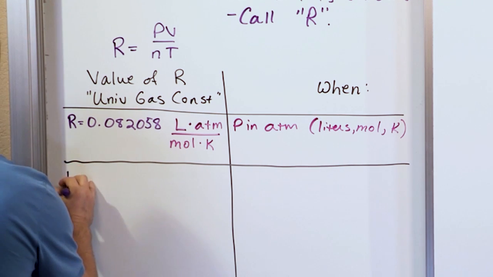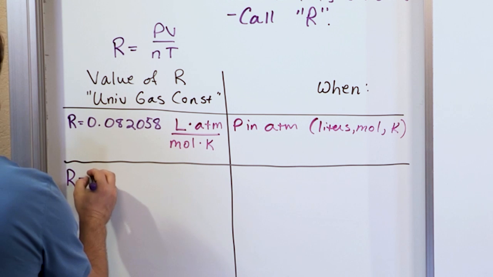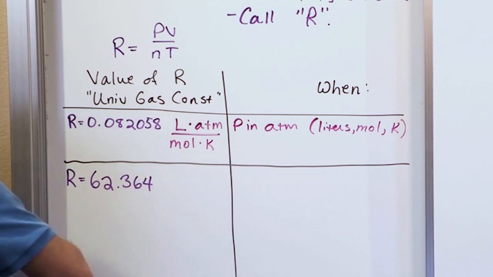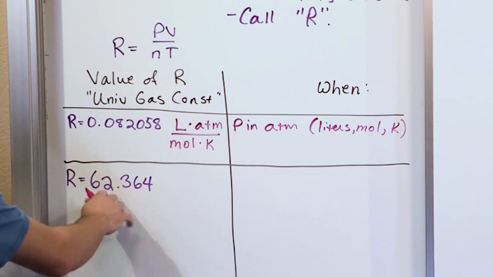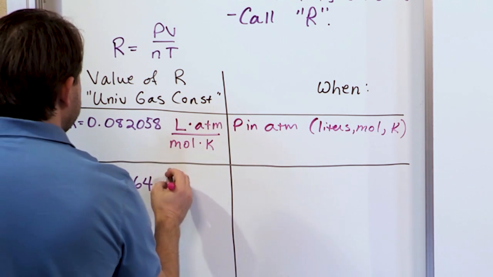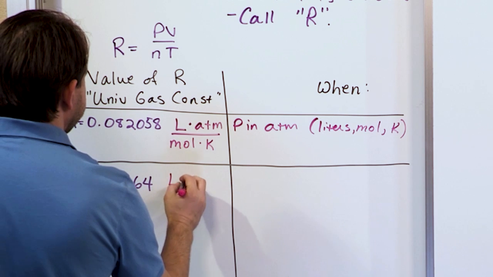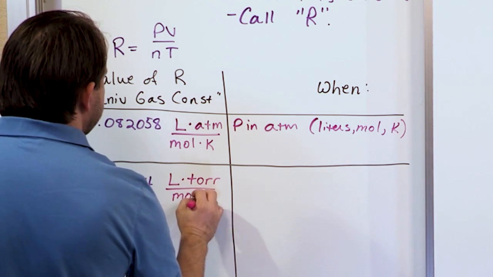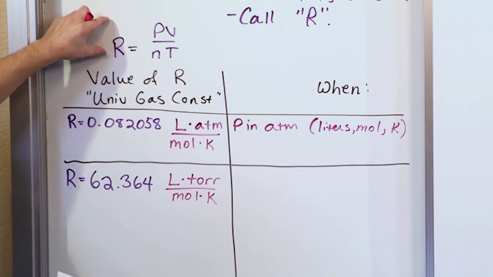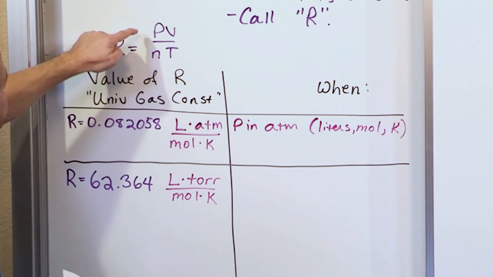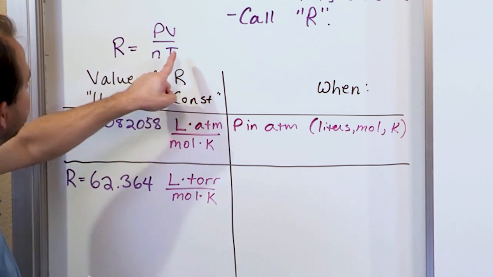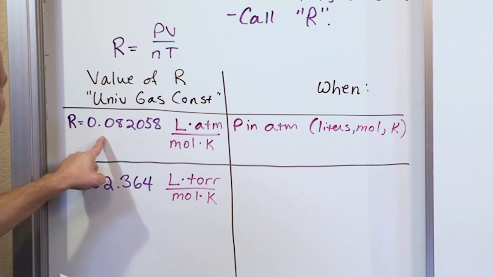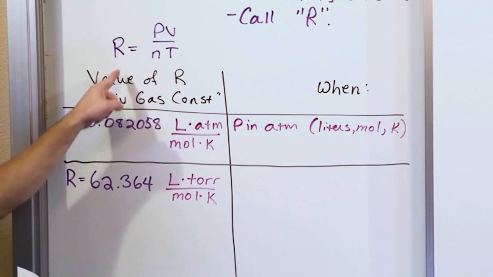So you have another choice for R. Sometimes you might end up needing to use the value of 62.364. Okay, how would this come about? You would use this value when the units of R would be liters, torr, moles, and Kelvin. So you see what I'm doing here? To calculate R, all you need to do is know the gas pressure, the volume, the number of moles, and Kelvin. This part in pink here, this is the units of R, because it follows straight from this equation.